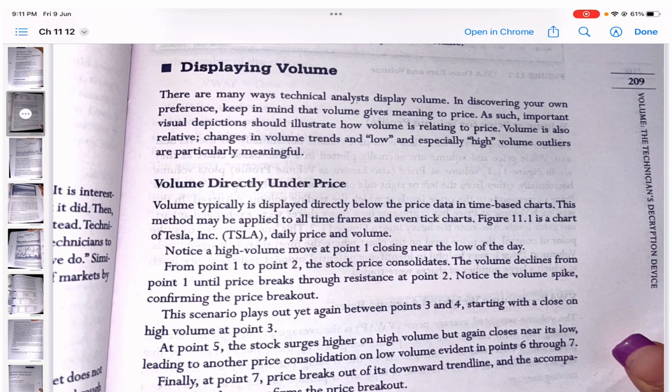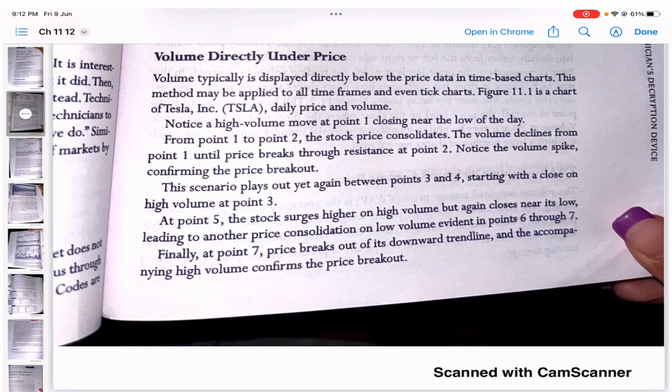Displaying volume. There are many ways technical analysts display volume. In discovering your own preference, keep in mind that volume gives meaning to price. So there are various ways using which you can see volume. There are various indicators which are also there. Volume directly under the price. So volume typically is displayed directly below the price data in time-based charts. This method can be applied to all time frames.